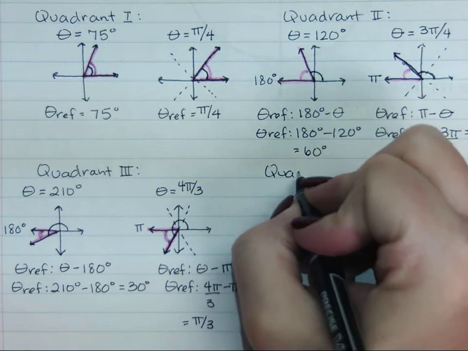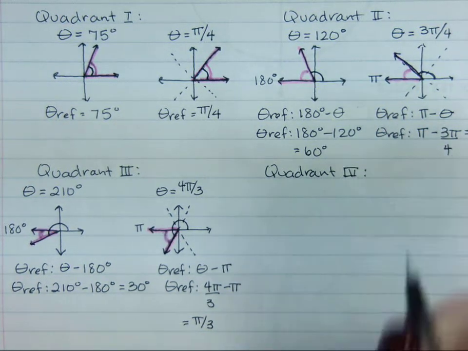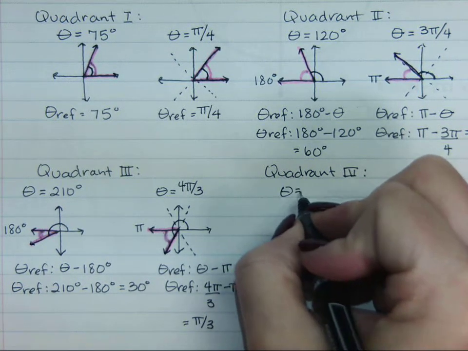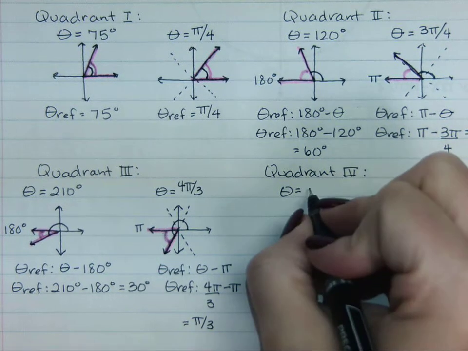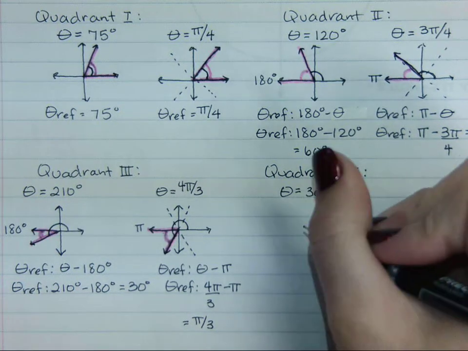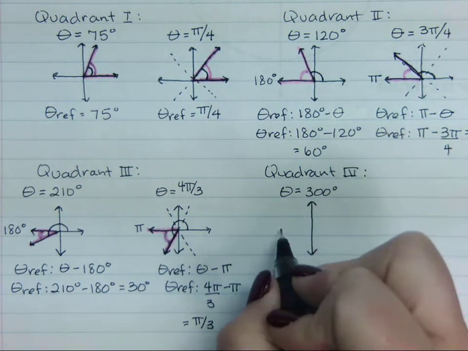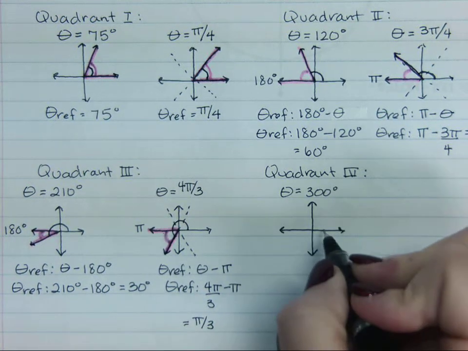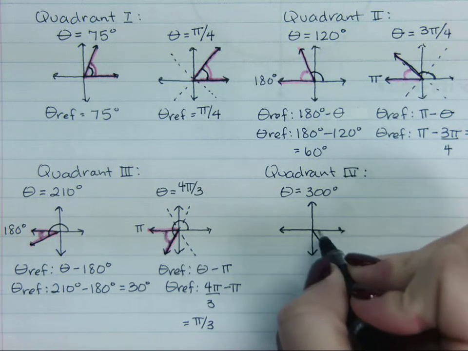So lastly, we have quadrant number 4. All right. So let's see. We have a theta, and let's use 300 degrees. All right. Let's draw this. All right, and so with 300 degrees, we've gone almost all the way around, and we've stopped right here. And this is my angle.